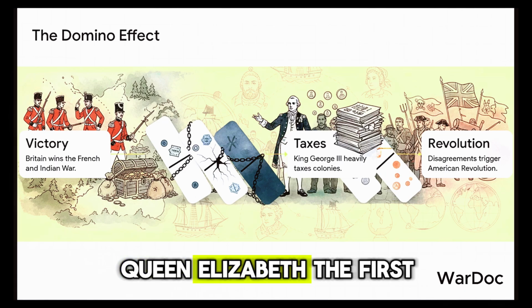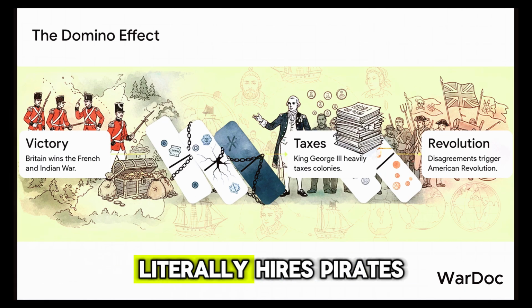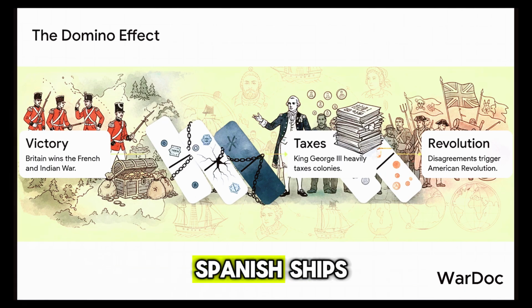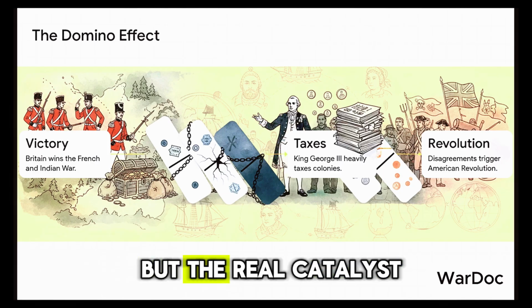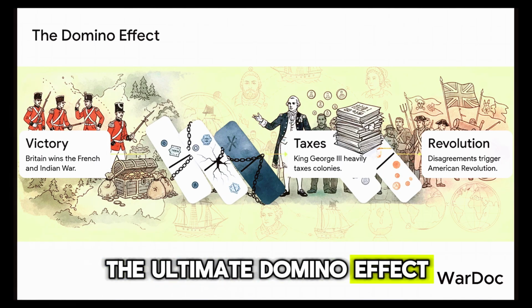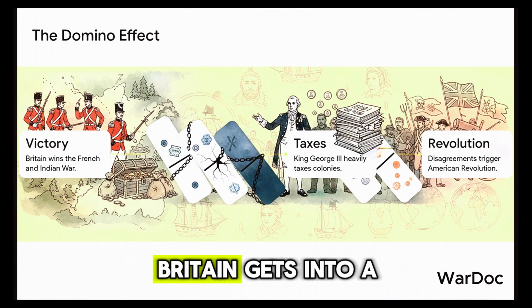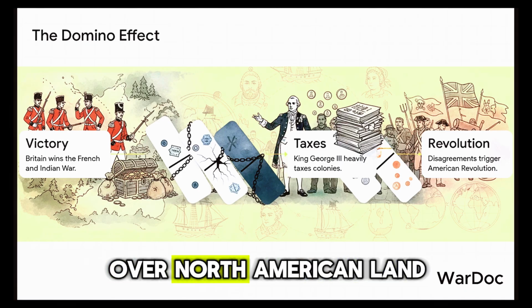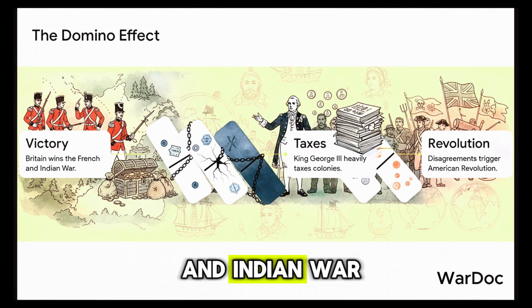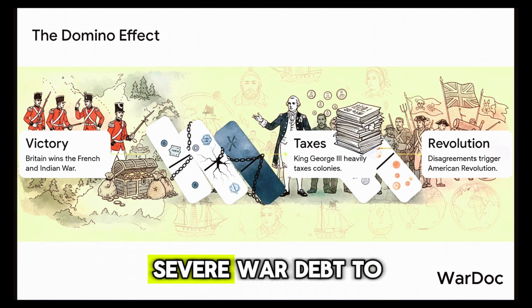Later, his daughter Queen Elizabeth I gets super crafty and literally hires pirates to rob those wealthy Spanish ships we just talked about. But the real catalyst, the ultimate domino effect in action, happens later. Britain gets into a massive fight with France over North American land, known as the French and Indian War. Britain wins, sure, but they are left completely broke, with severe war debt.